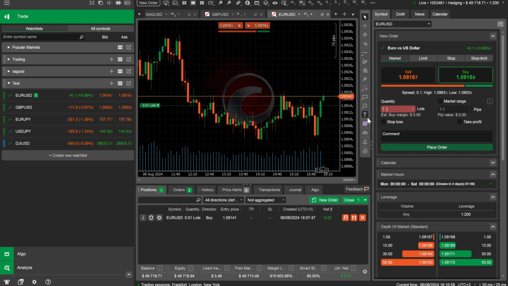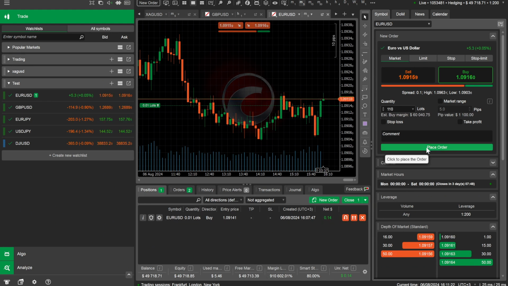It's better like this. So let's put 100. I'll give an example with my account. It will be much easier for you to understand. You see, if I want to open 110 lots, I will need an estimated margin of $60,000. And my account and my free margin is $49,000. So if I want to open a trade right now, the trade is not going to open. I will not be able to open the trade.